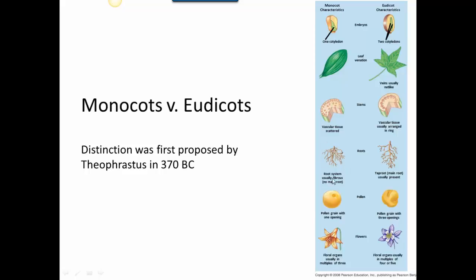Their root system doesn't have a main root or a taproot, so it's what we refer to as fibrous. Their pollen grains have only one opening, and their floral organs are usually in multiples of 3. So 3 petals, 3 sepals, or 6 petals and 6 sepals.